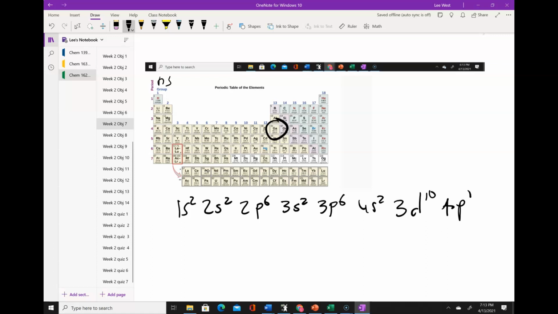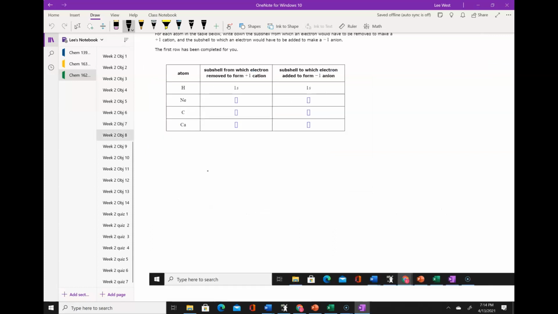Remember, it is ns, n minus 1 d, np, and then n minus 2 f. Okay, and then these guys are 6 and 7. All right, so that's the full electron configuration of gallium.